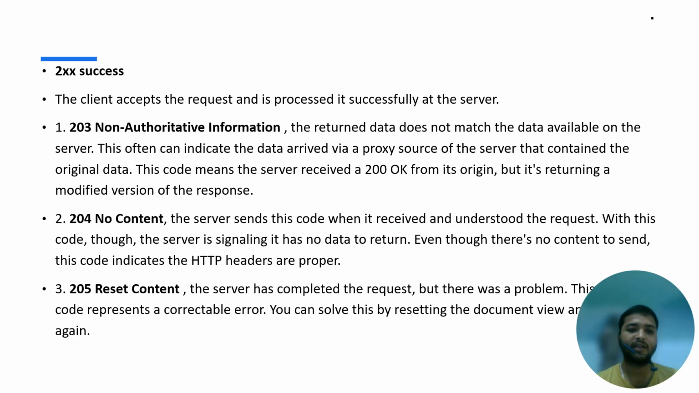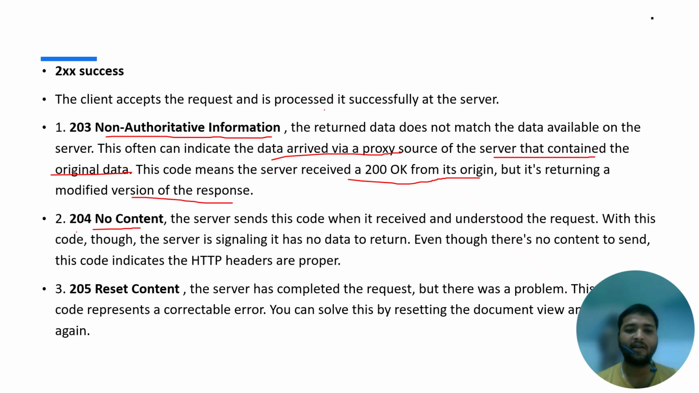Success, 2xx success. The client accepts the request is processed successfully at the server. 203 non-authoritative information. The returned data does not match the data validation available on the server. This often can indicate the data arrived via a proxy source or the server that can contain the original data. This code means the server received 200 OK from its origin but returned a modified version of the response.